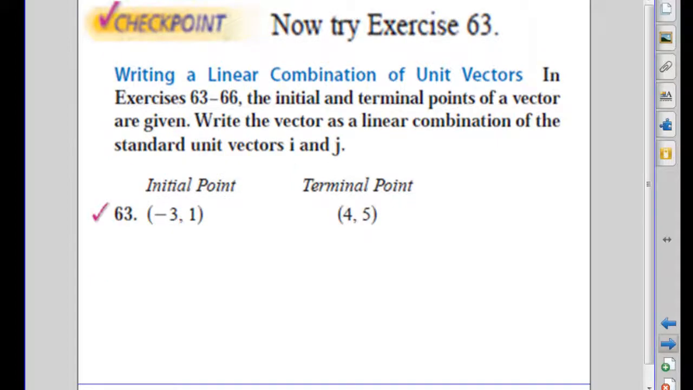All right, go ahead and try exercise 63 in your notes. I would get it in component form first, and then write it as a linear combination of vectors i and j. Check your answer in the back of the book. Come back when you're done.